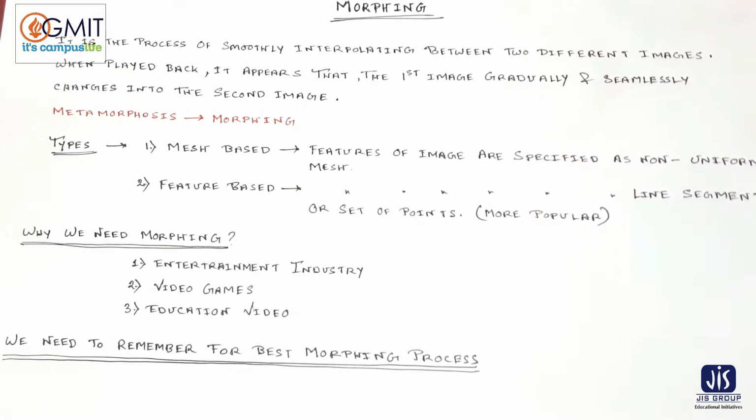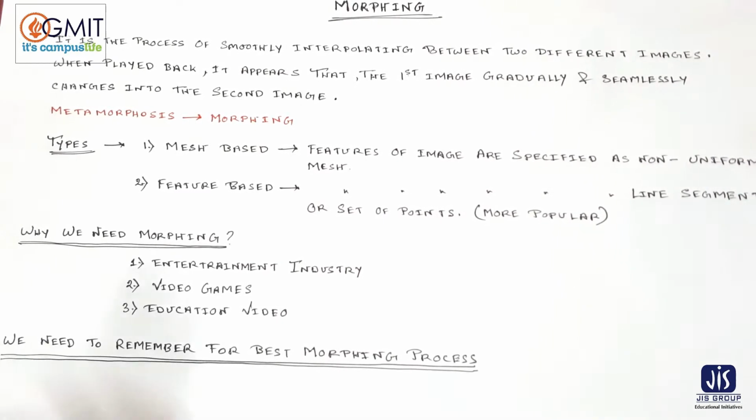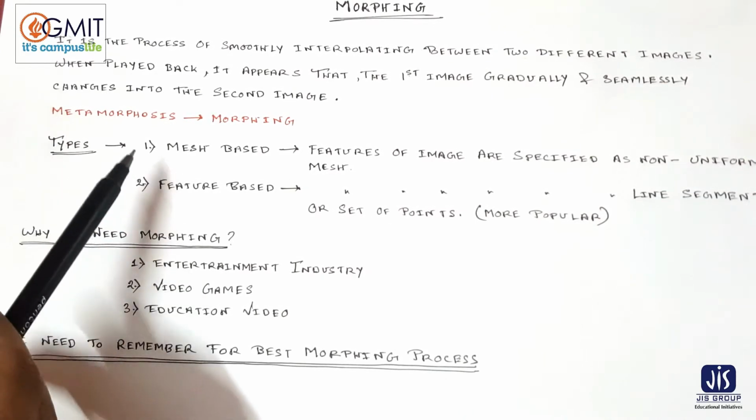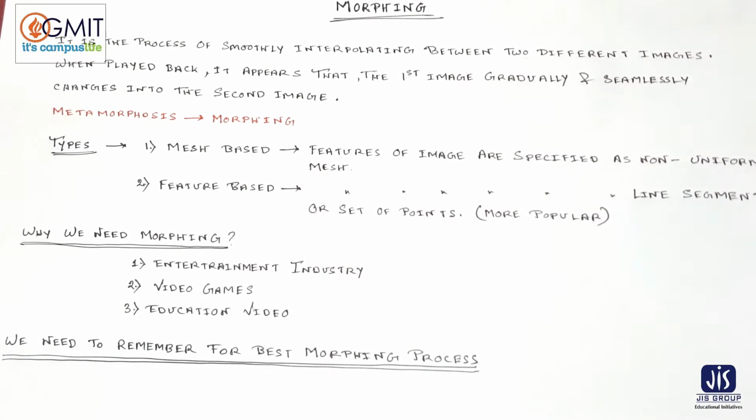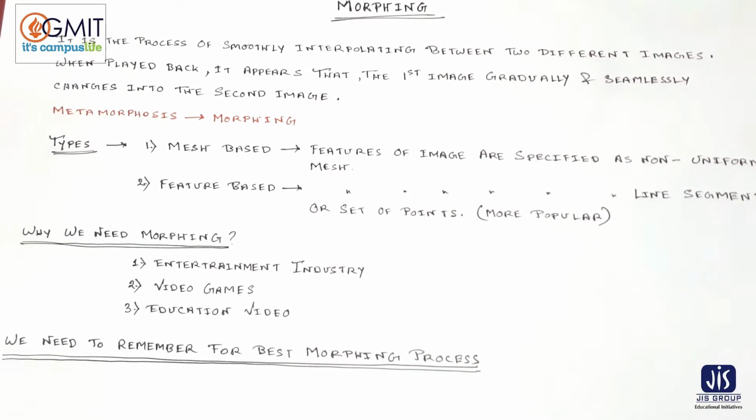Now you know that morphing is done by coupling image interpolation. So how many types of morphing are there? Actually there are two types of morphing. One is mesh based morphing, another one is feature based morphing. What is mesh based morphing? Mesh based morphing is where features of the image are specified as a non-uniform mesh.